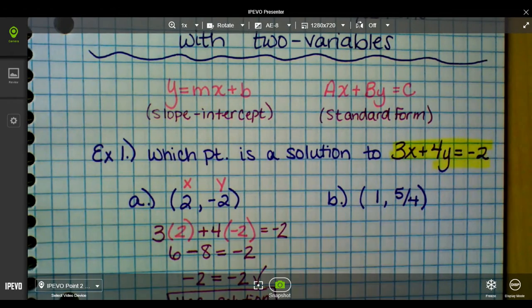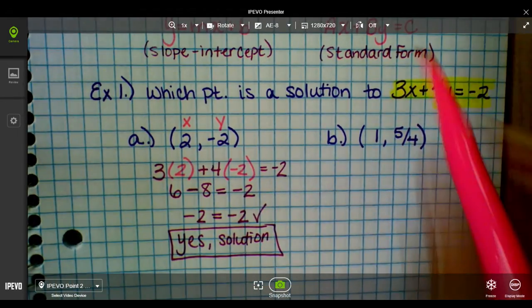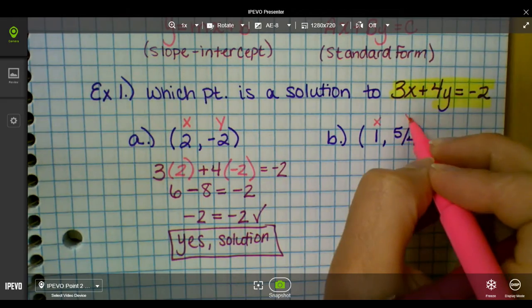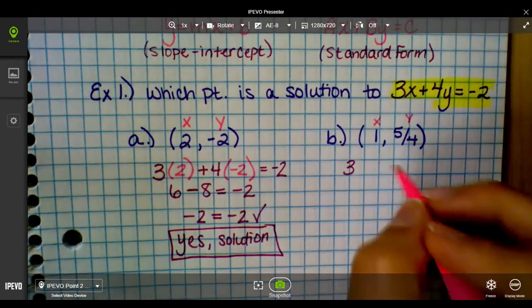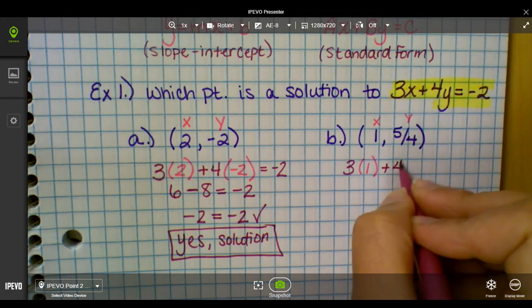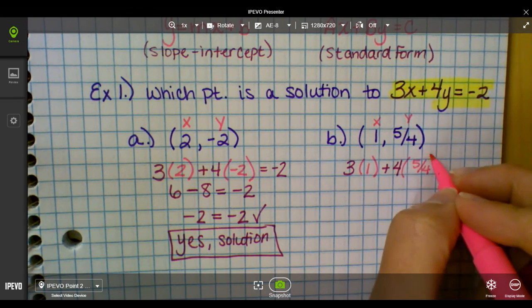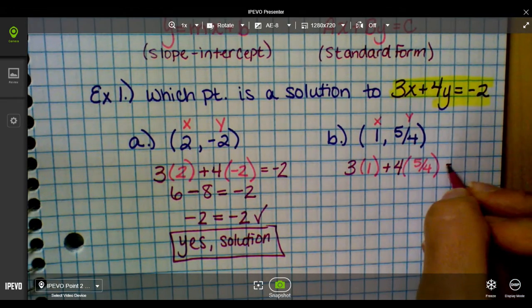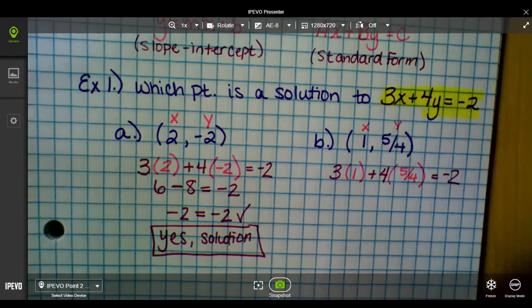Then I'm doing the exact same thing in 4b. I'm going to plug in the 1 for x and the 5/4 for y. So I'm going to have 3 times 1, plus 4 times 5/4, and this should equal -2. Again, I'm just plugging in the x and y to this equation, seeing if it's true.